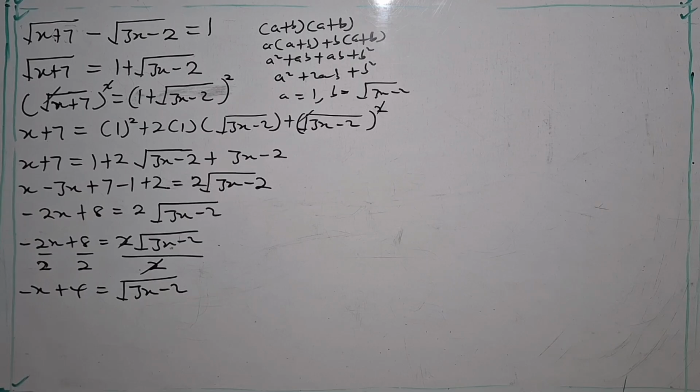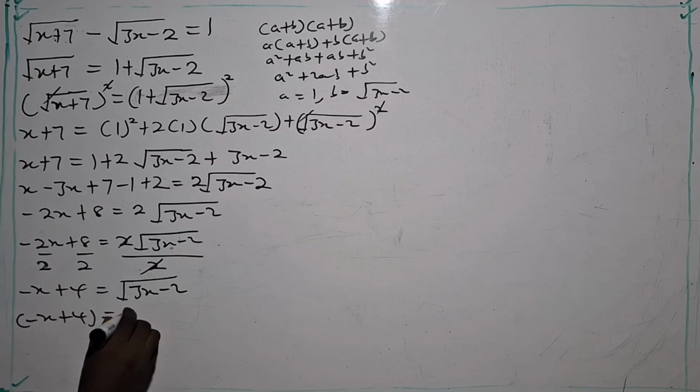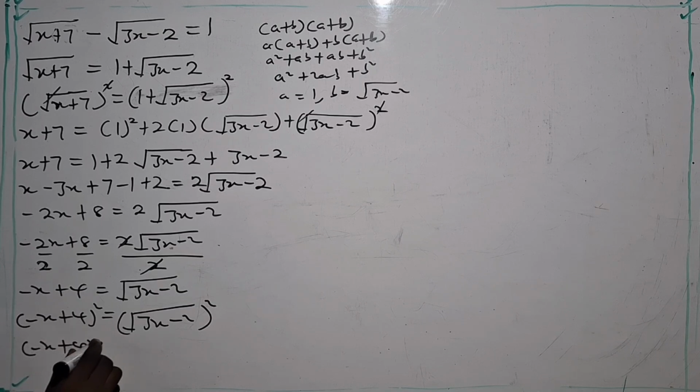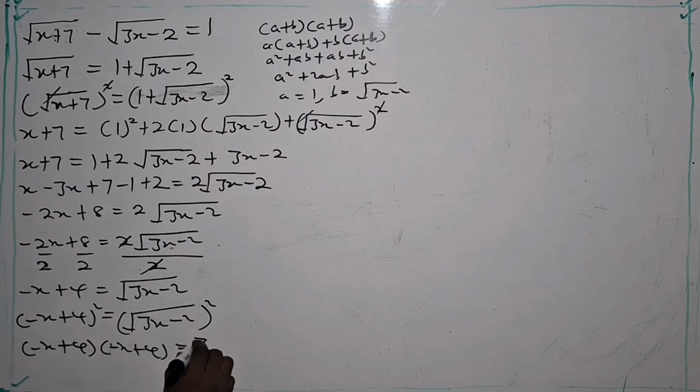Square root of 3x minus 2. We have to eliminate the square root by squaring both sides. So negative x plus 4 is equal to 3x minus 2. You square here, then you square it here. So squaring here is going to give negative x plus 4 times negative x plus 4 is equal to 3x minus 2. I'm going to use binomial expansion to express this term. So keep watching as I do that.